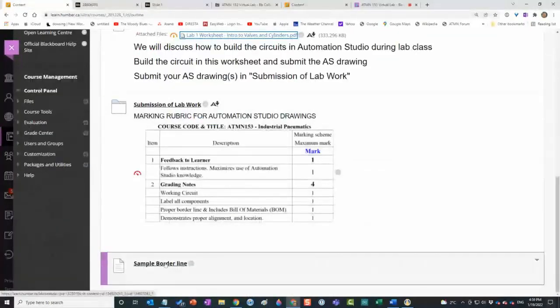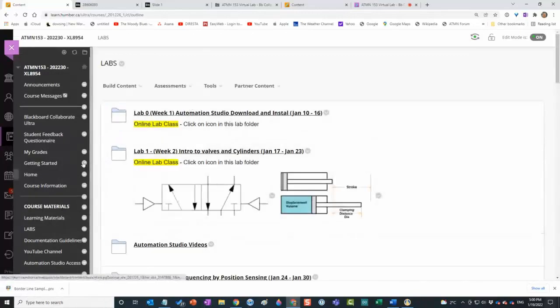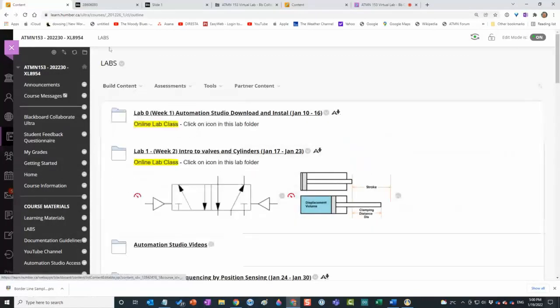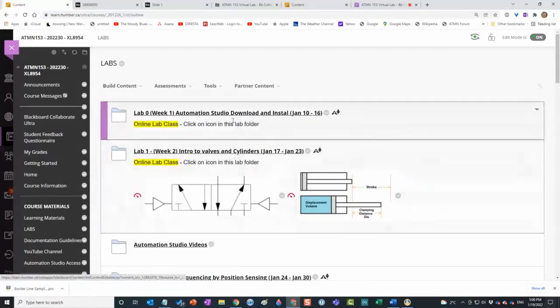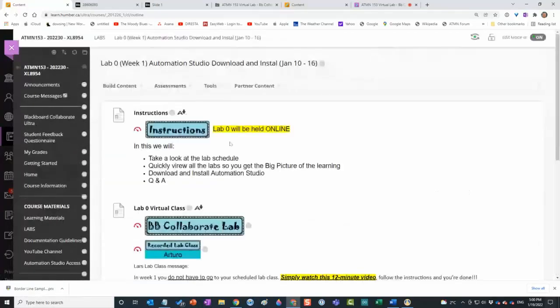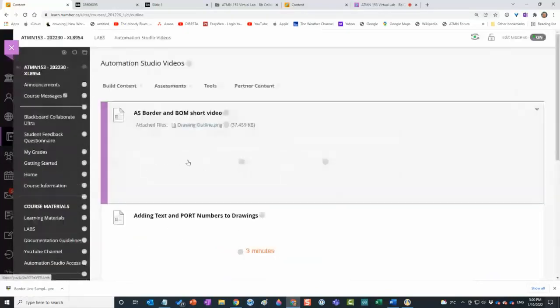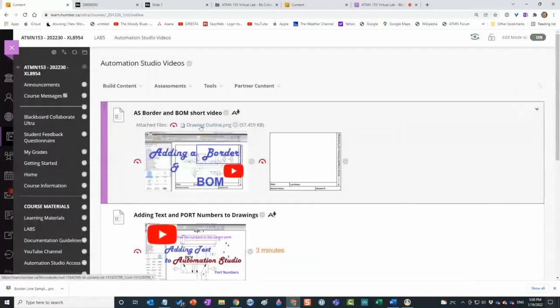If we go down here, simple borderline, what is that all about? Download your short borderline one PDF? I don't know. Oh, I think maybe, let me go back over to Labs, Automation Studio Drawing. Okay, hold on a second here. I think maybe Arturo, the other instructor, might have done something here. Yeah, drawing. Okay, so borderline.